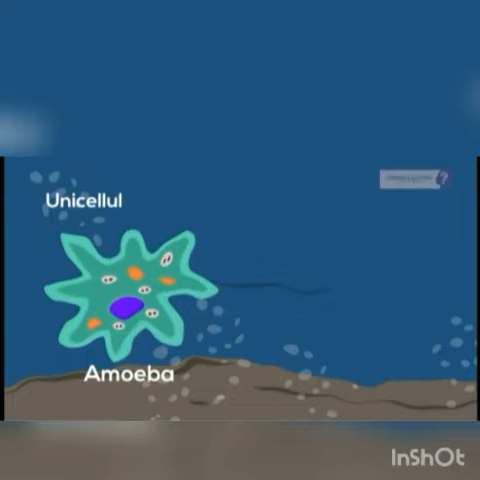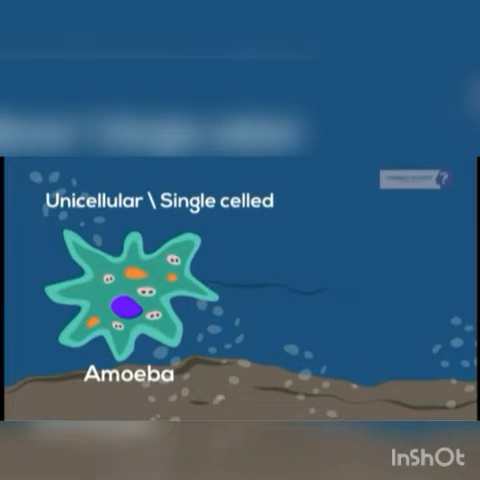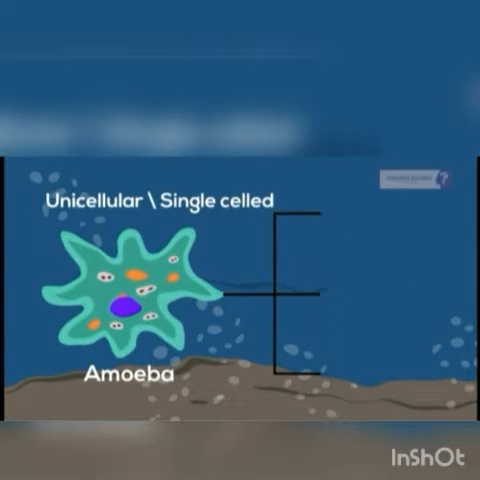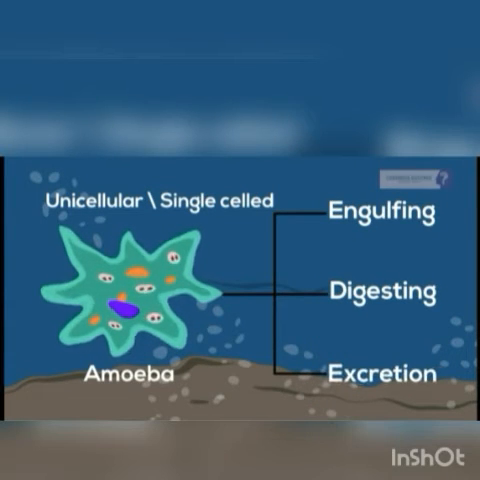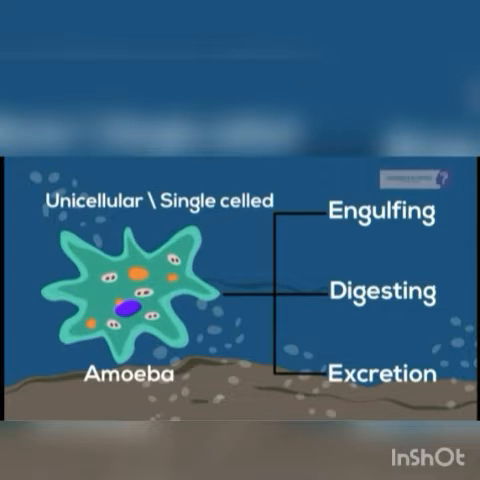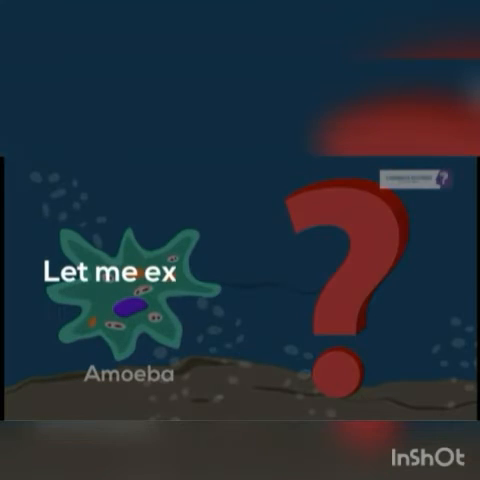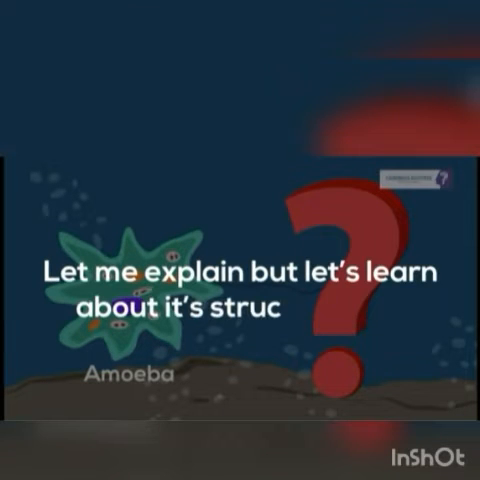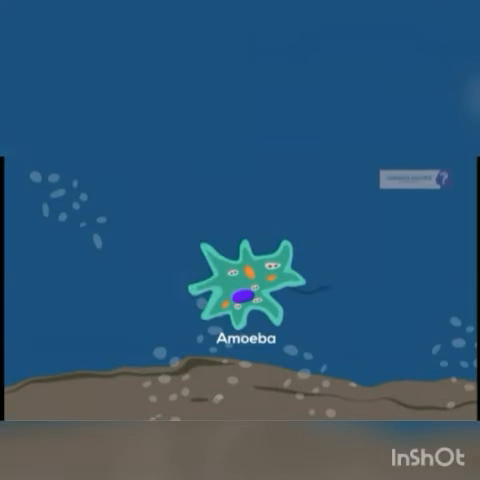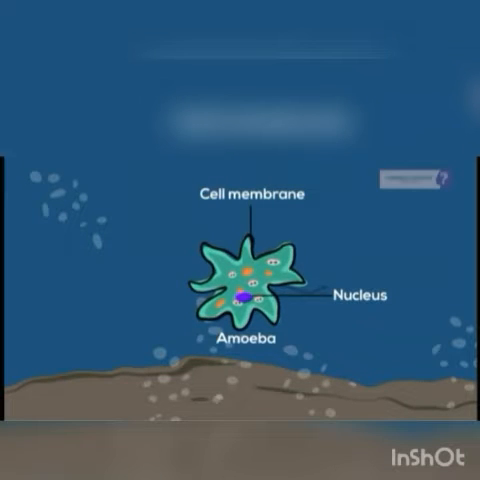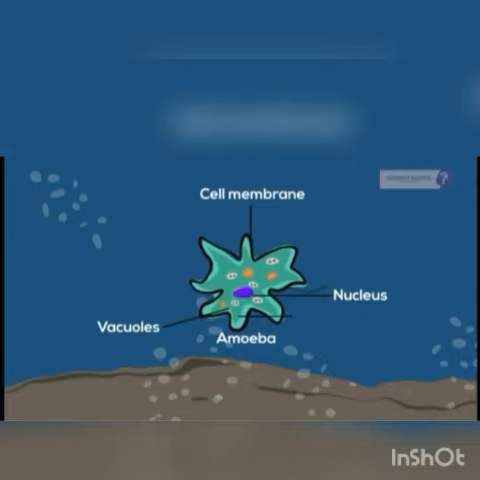Amoeba is unicellular, meaning it is a single-cell microscopic pond organism. Though it is a unicellular organism, it performs all the essential functions of life. You might be wondering, how does it do that? Let me explain, but let's learn about its structure first. Amoeba has a cell membrane, a rounded dense nucleus, and many small bubble-like vacuoles in the cytoplasm.